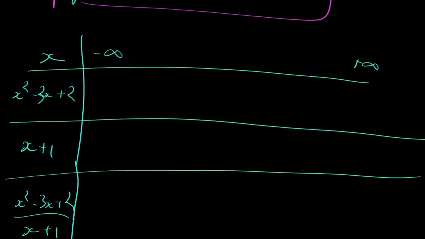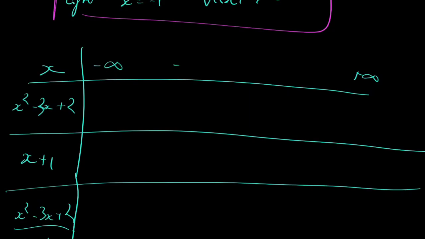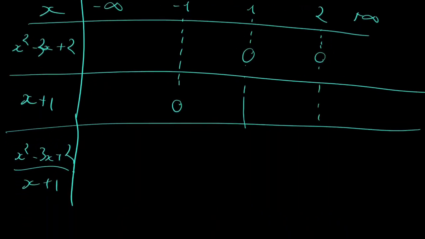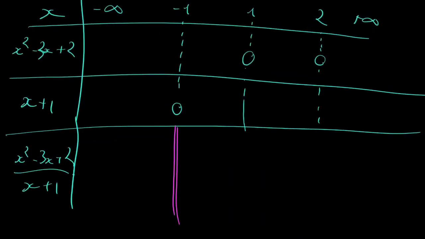So here we know that something happened in minus 1, something happened in 1, and something happened in 2. We know that in minus 1 we will have x plus 1 that is equal to 0. In 1 it's going to be this polynomial, and here the other polynomial. Now we know that this thing will not be defined if x plus 1 is equal to 0. So in minus 1 this does not exist. Now what happens for the sign? Because we want this thing to be positive as well.